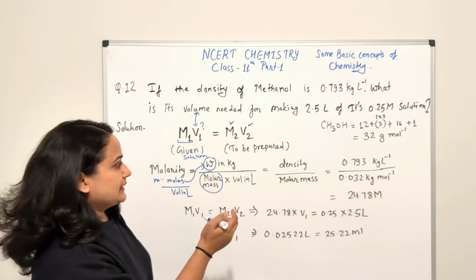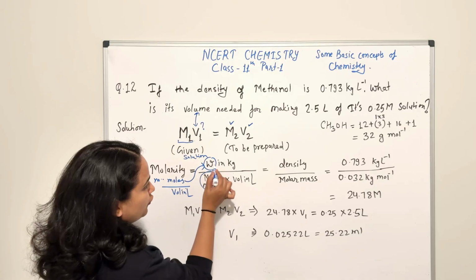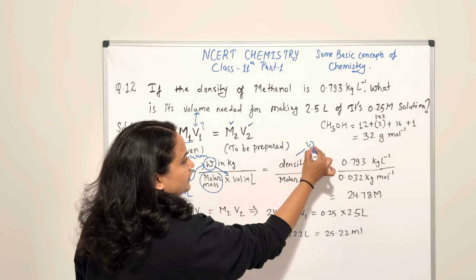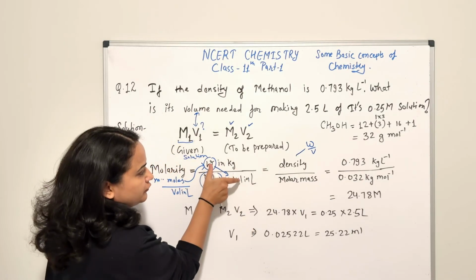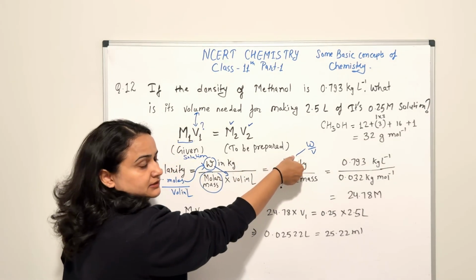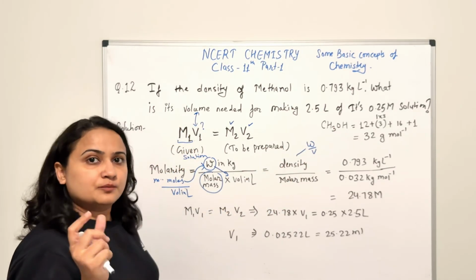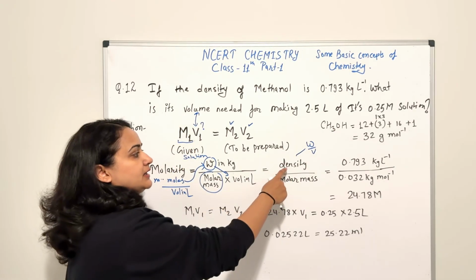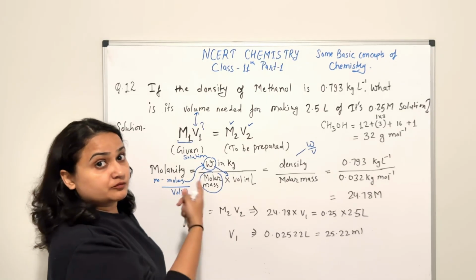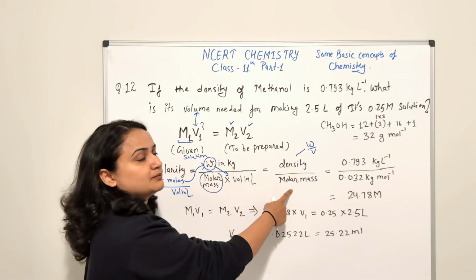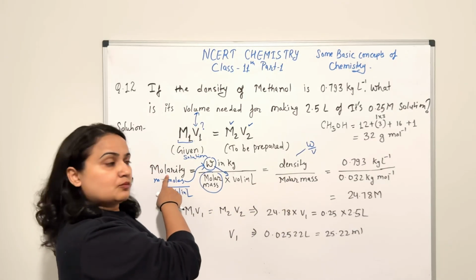What is density? Density is weight by volume. That we took from here and we put the density here. Why? Because density is given. So we are trying to make a formula for molarity. It's not just moles by volume as we know from the definition. We converted it to density by molar mass. That will be our molarity.